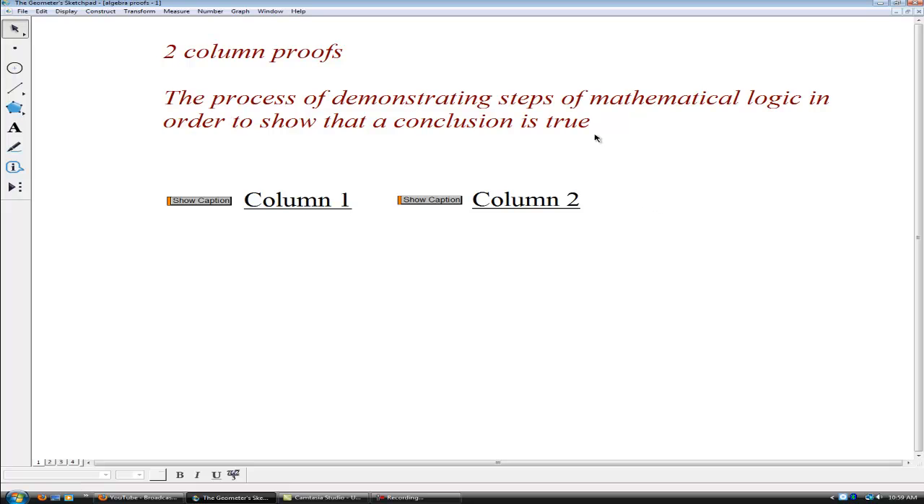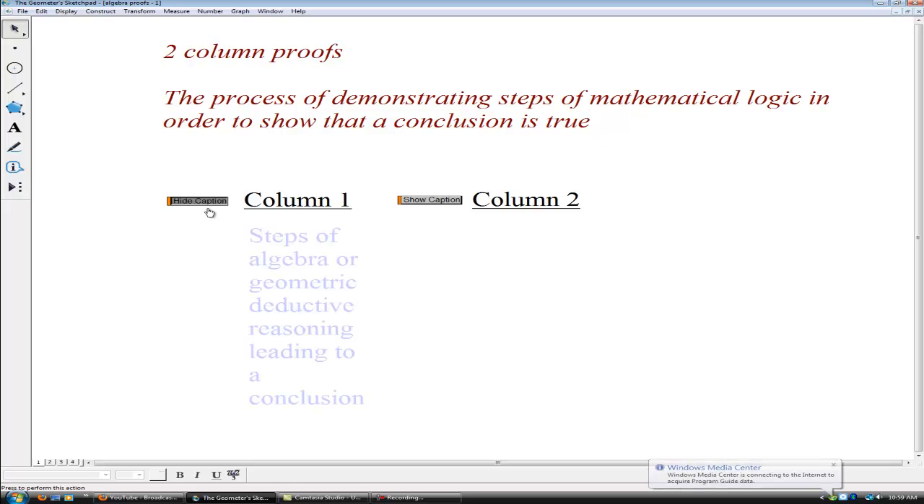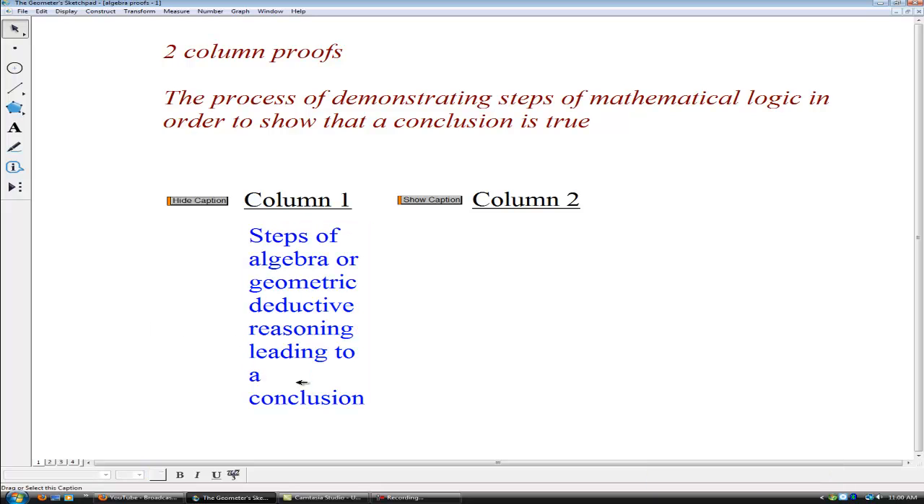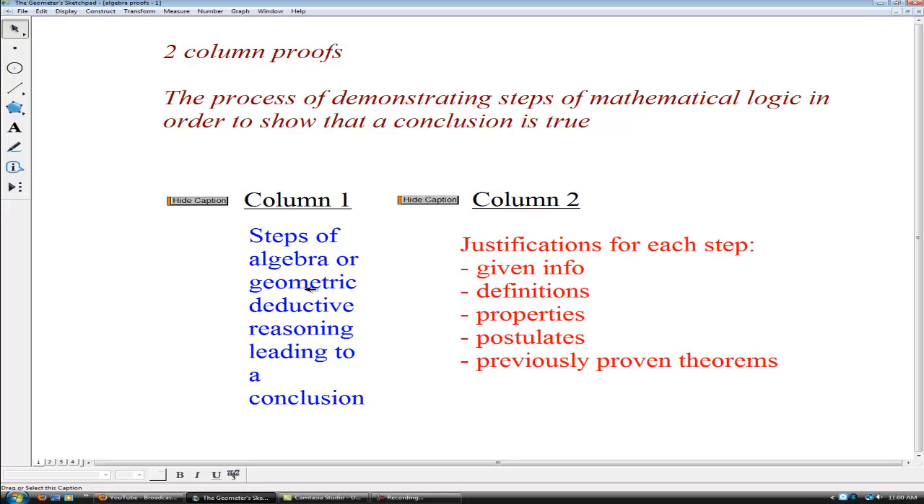It's the process of demonstrating your steps of math in order to show that a conclusion is true. So the first column will be those steps, either algebra or geometric deductive reasoning, leading to a conclusion. Really, it was proving your answers. We're just going to do some extra writing here to justify each step. Let's name these types of justifications.